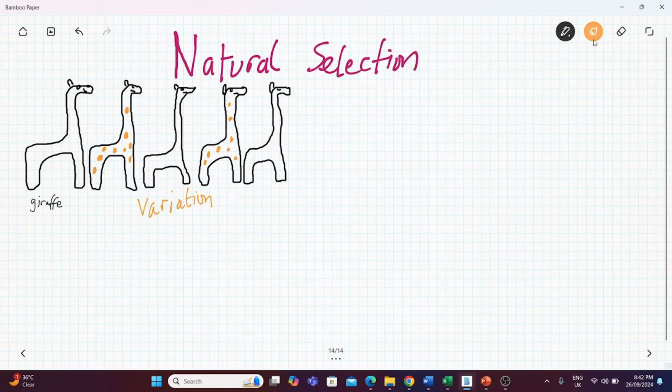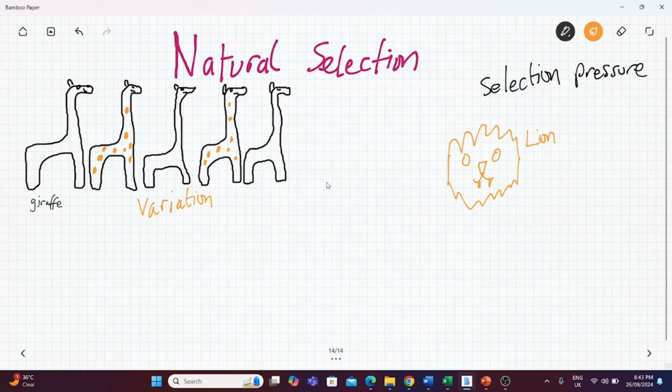So what we need is something known as selection pressure. Selection pressure is something that's going to reduce the population size. And in this case, the selection pressure comes in the form of a lion. Now the lion, obviously he's going to be hunting these things, or rather his lionesses will be hunting, and he might join in. And what they're going to do, they're going to basically go for the easy kill. Now the easy kill in this case is going to be the giraffe that doesn't have any spots, because they're the ones which are easy to spot.